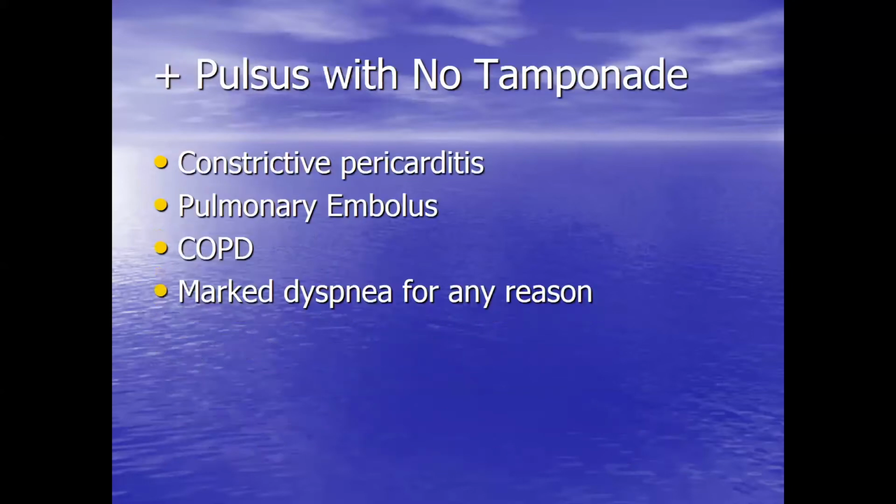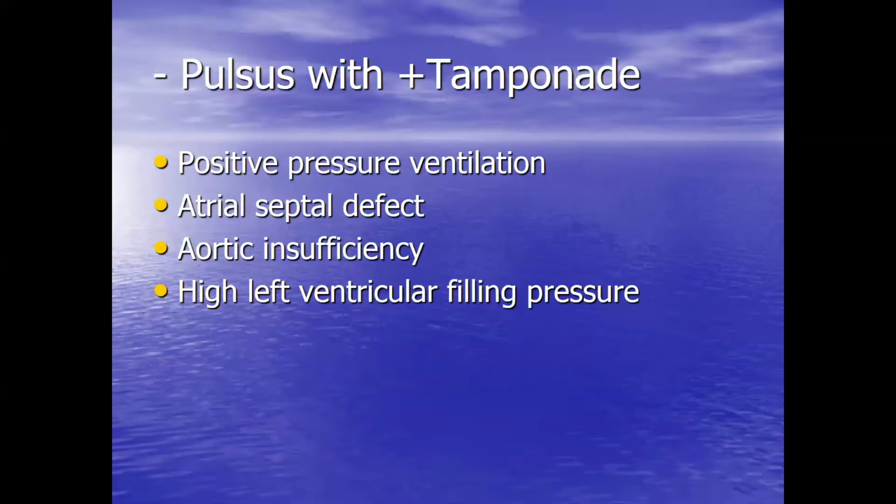Now, pulsus paradoxus can also be seen in other scenarios. It's not just seen in tamponade. It can include constrictive pericarditis, COPD, anybody that's intubated, a pulmonary embolus, or dyspnea. And now, no pulsus paradoxus can be seen with tamponade in somebody that has an atrial septal defect, aortic insufficiency, very high LV filling pressures from a stiff ventricle, and also positive pressure ventilation.